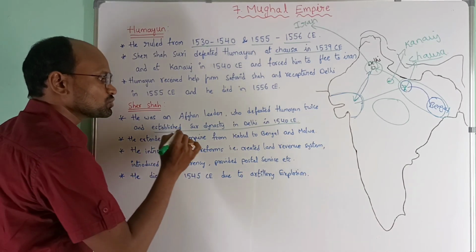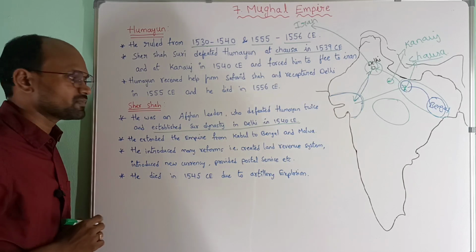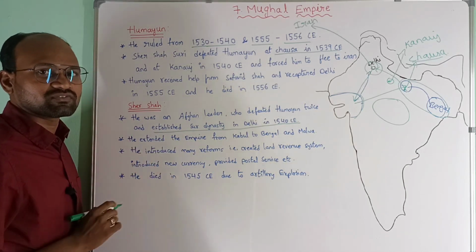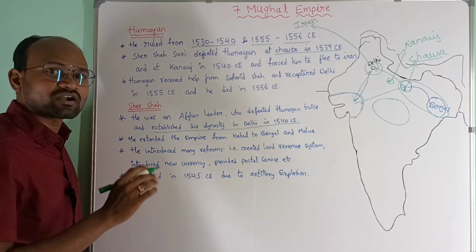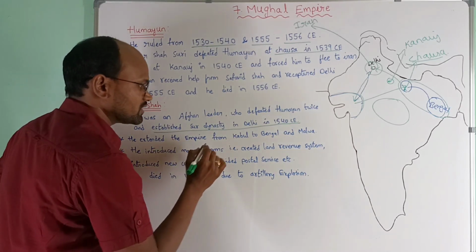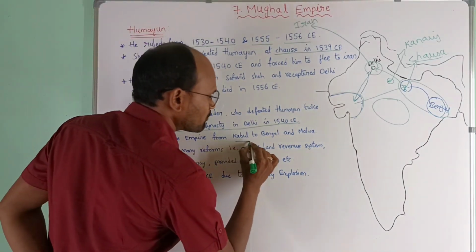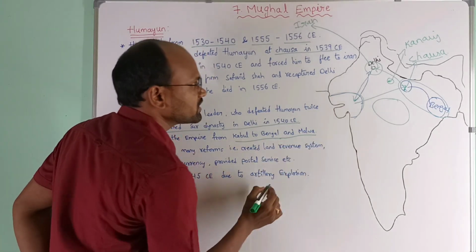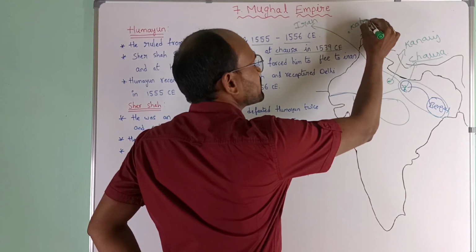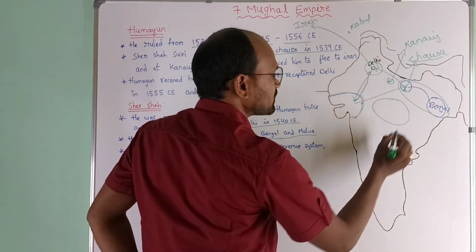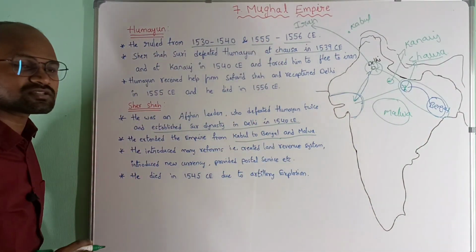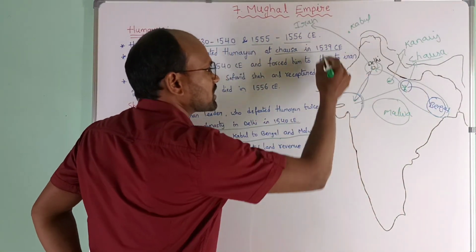After establishing the Sur dynasty in Delhi in 1540 CE, Sher Shah Suri ruled for 5 years, from 1540 to 1545 CE. During this time, he extended the empire from Kabul, which is located in Afghanistan, to Bengal and Malwa. So during the time of Sher Shah Suri, this was the extent of the empire.